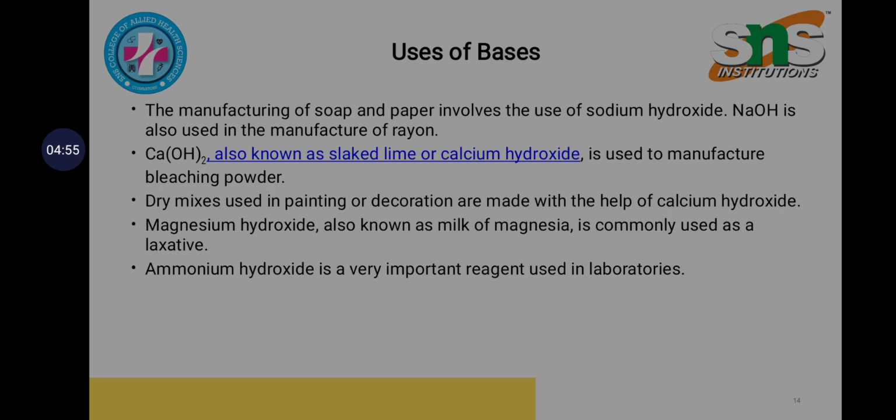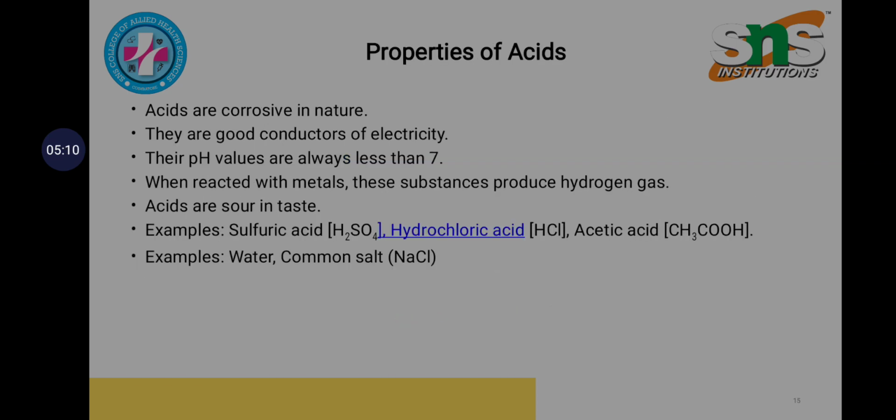And uses of bases, as already said, NaOH is used in the manufacture of soap and paper, and calcium hydroxide is used in painting, and magnesium hydroxide is used as a laxative, and ammonium hydroxide is used in chemical laboratories.